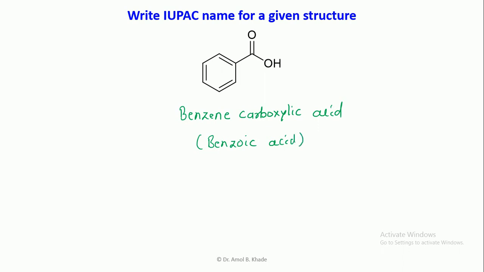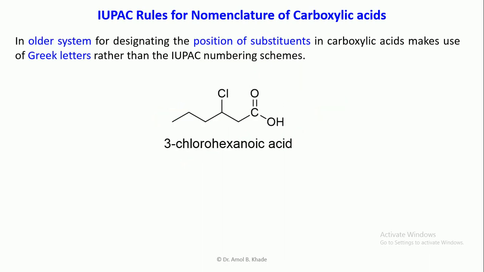It is a very important acid in pharmaceuticals as well as in organic chemistry. The common name of this structure is benzoic acid. It has the acid functionality, carboxylic acid, and the IUPAC name will be benzene carboxylic acid. Now you find in books that still the older system is used to designate the position of the substituents.